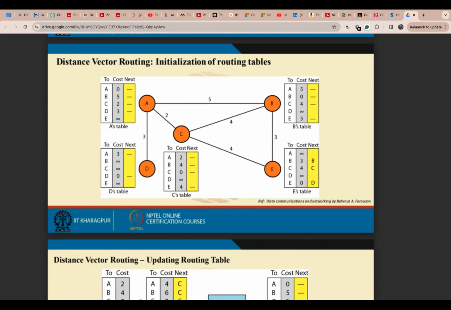For C, there is 2. For D, there is 3. For E, it's infinite. Why infinite? Because E is not a direct neighbor of A. That's why we just put infinite. We'll see in the next iteration.